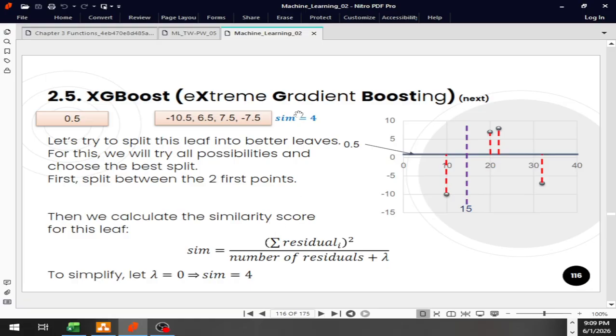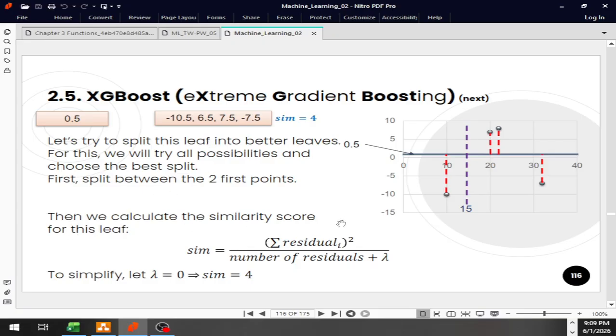So now we understand all that exists here. Let's start to split the leaf into better leaves. For this we will try all possible splits and choose the best leaf. Well, this is our data set, and you are familiar now with decision trees. We are going to try and divide them, and since it is a regression, we are going to use a new strategy. We will try to divide by picking a point to divide our data and see the similarities.